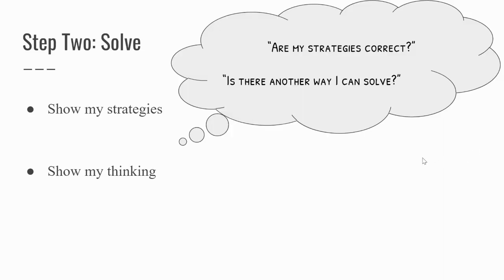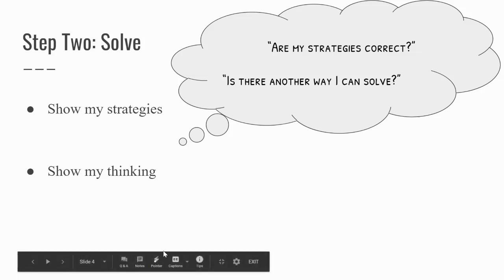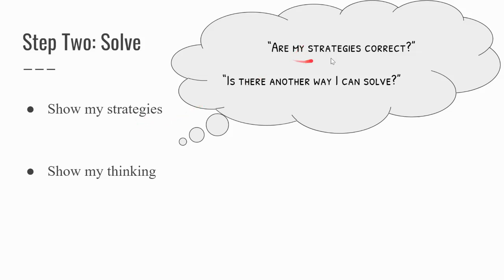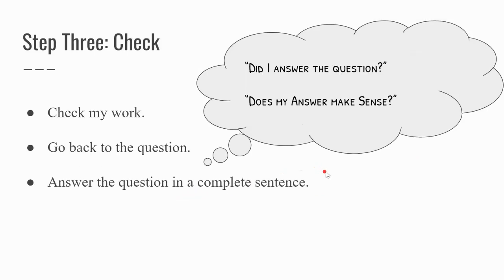Step 2, you're going to solve. Show your strategies. Show your operations. How are you going to solve the problem? Are you going to add? Are you going to subtract? What are you doing? And then you're going to say, are my strategies correct? Based on the question, am I solving this correctly? Or is there another way I can solve this? Maybe there's an easier way. Show your thinking. This is very important. This is where you're drawing it out, you're writing your equations, you're telling whoever's reading it exactly what you're thinking.